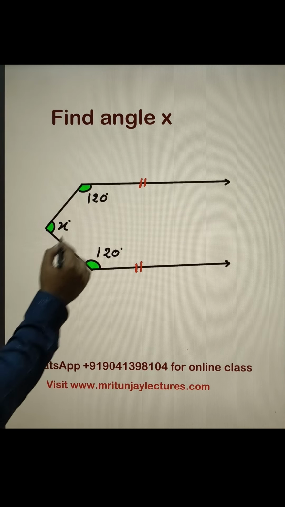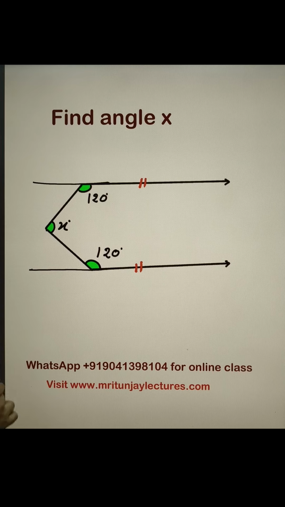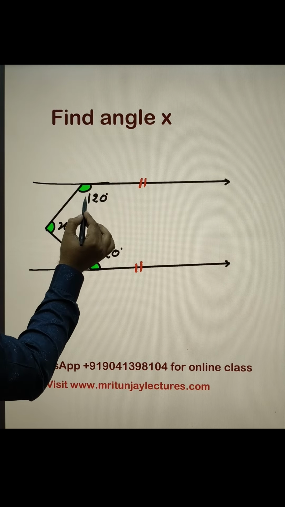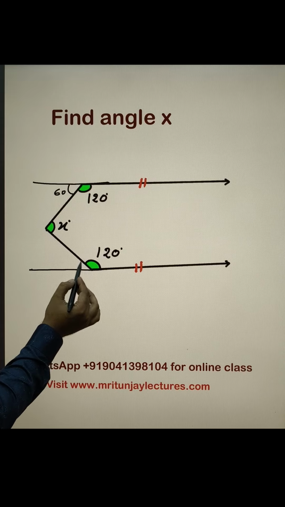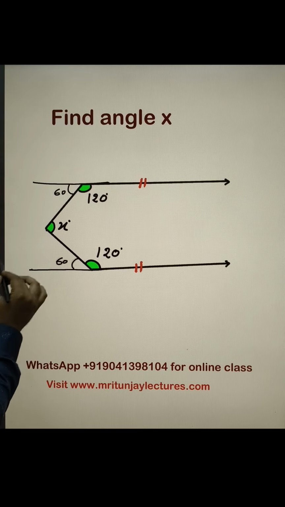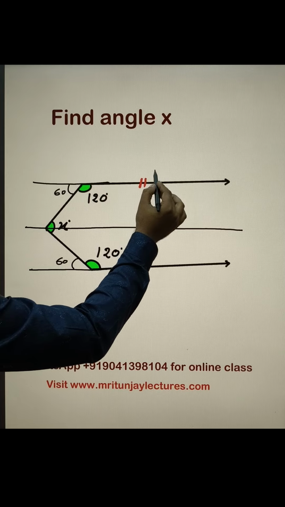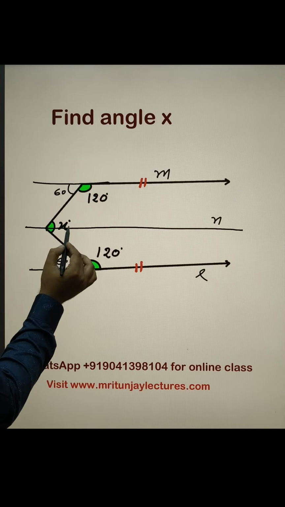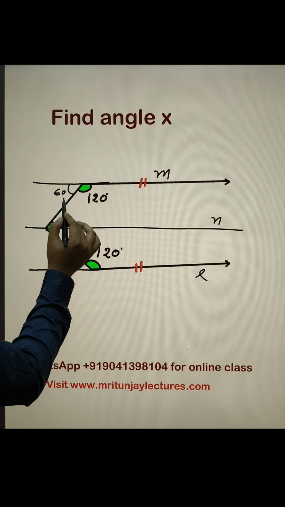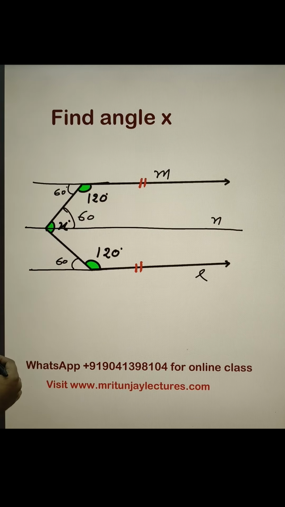Another method is to draw a line corresponding to here and this one here. If this one is 120, so what about that angle? 60 degrees. And what about that angle? 60 degrees. Clear? Now after that, draw a parallel line corresponding to M and here L. So if this one is parallel to that one, then that angle and that angle are equal. So this is 60 degrees.